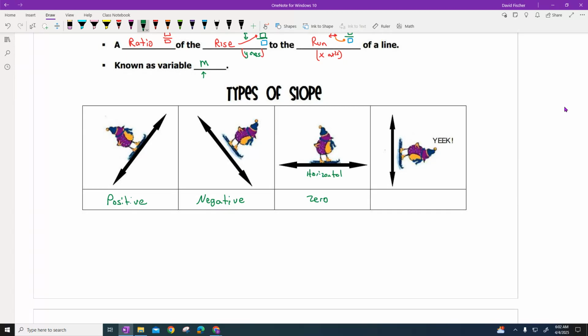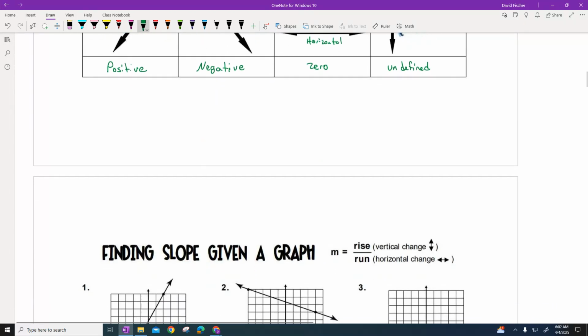Alright, and then one that's going straight up and down, we call this one undefined. Not 0, undefined is an answer. Okay. Alright, so the last two are kind of just some that you have to memorize.